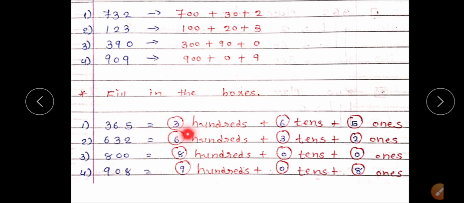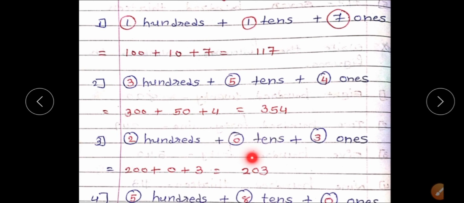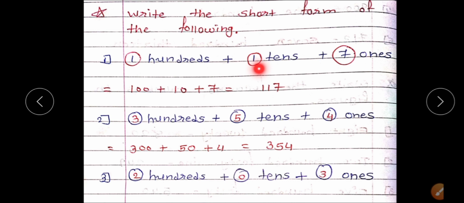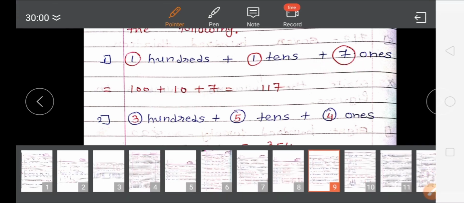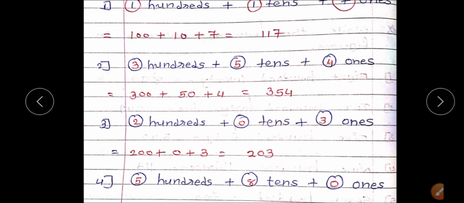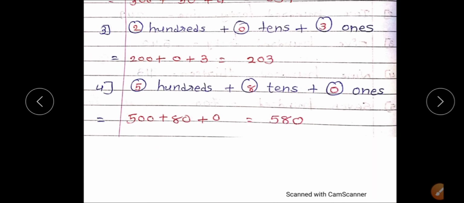365, 100 plus tens plus ones. Now you can see 3 is in hundreds place, 6 is in tens place, and 5 is in ones place. Now next, write the short form of the following: 1 hundred plus 1 ten plus 7 ones. 1 hundred, 100 plus 1 ten, 10 plus 7 ones, 7, equal to 117. Now like this you can write for other numbers also.